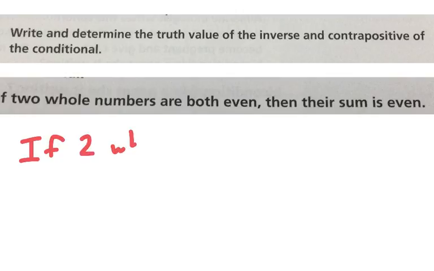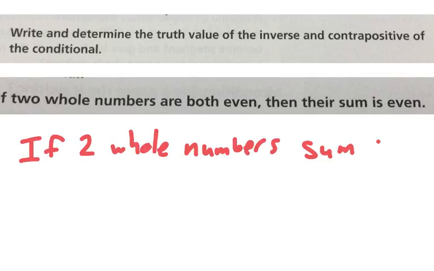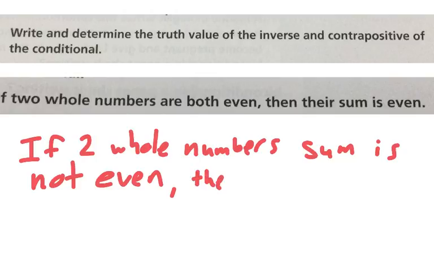If two whole numbers, we're fixing to. But I don't want to say if their sum is not even. Because what am I talking about when I say there? I don't know what it is. So I'm going to say this. If two whole numbers' sum is not even, I'm still taking this statement first, but I'm just changing where the there is at. If two whole numbers' sum is not even, then both are not even.